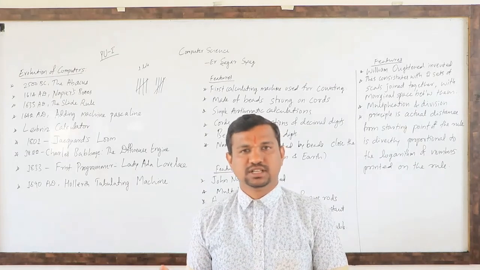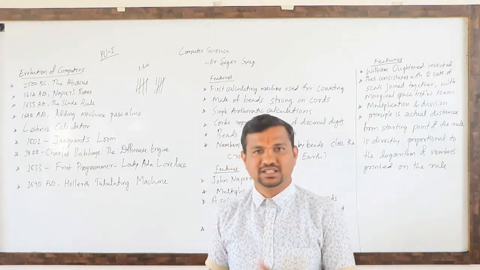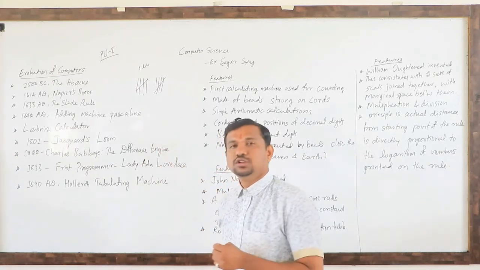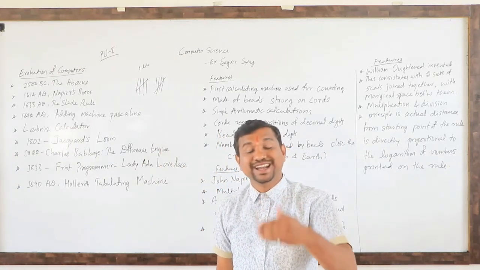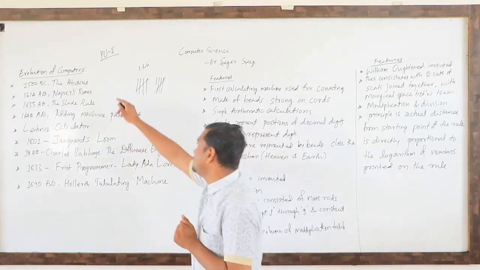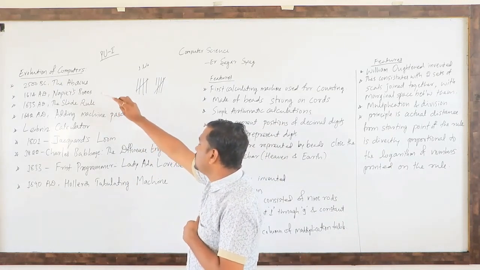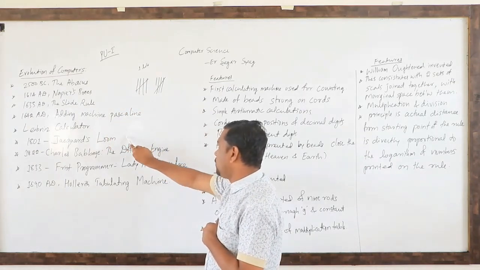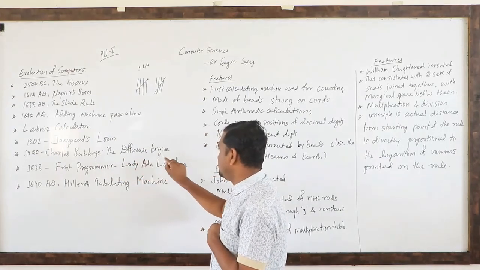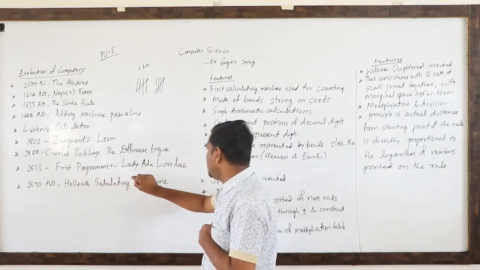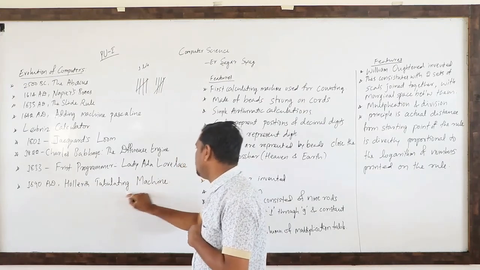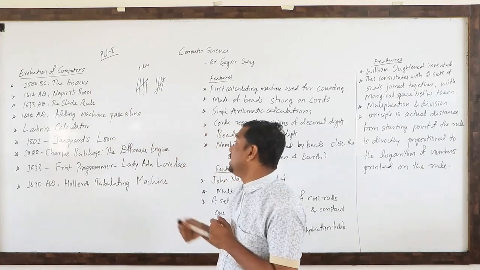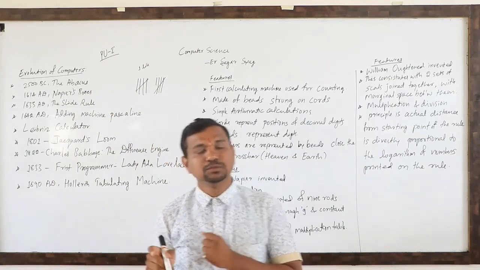Now we'll discuss the remaining concepts in the next class. Today we have discussed the abacus, Napier's bones and the slide rule. What are the names of the evolutions of computers? They are the abacus, Napier's bones, the slide rule, the adding machine Pascaline, Leibniz calculator, Jacquard's loom, Charles Babbage's difference engine, the first programmer Lady Ada Lovelace, and the Hollerith tabulating machine. These are all evolutions of the computer. Of these, we have seen the abacus, Napier's bones and the slide rule.